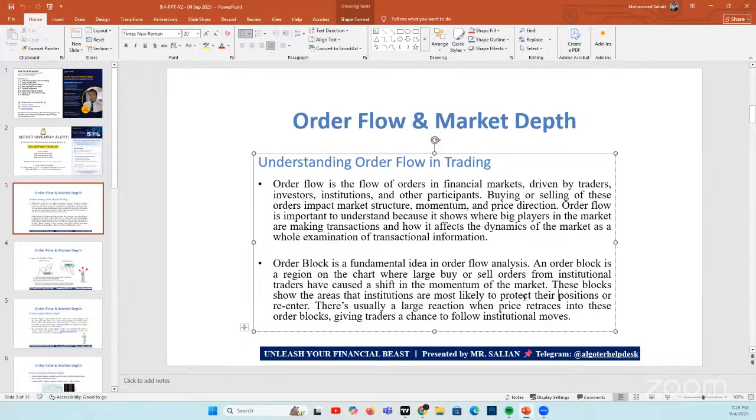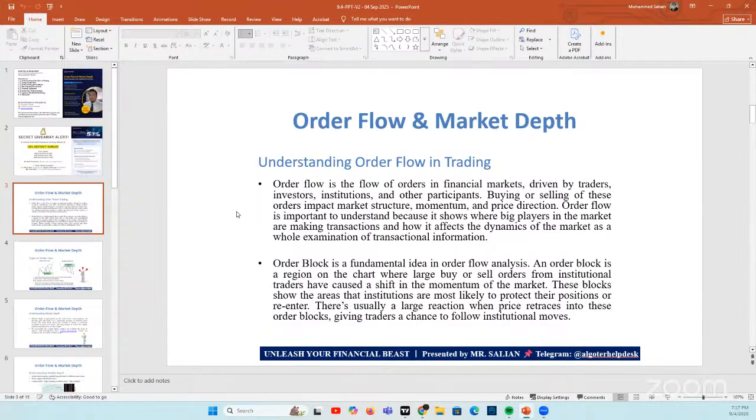And then what? We will wait for our candle confirmation, our favorite bullish engulfing, bearish engulfing. And then that's it. So there's usually a large reaction when price retraces into these order blocks, giving traders a chance to follow institutional moves. Okay, giving retail traders, our small-time traders, the chance to follow. This is where we will enter the market. All right, I hope you understand what order flow is. Okay, and on the next slide, you will see how.